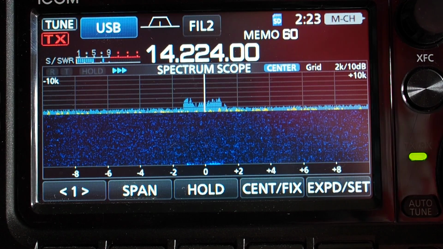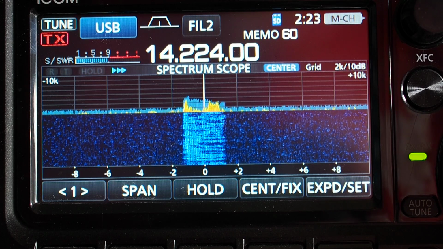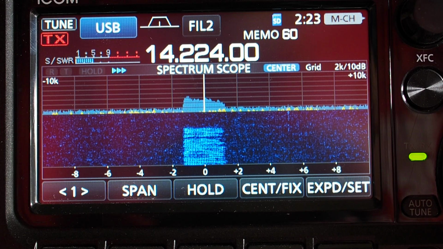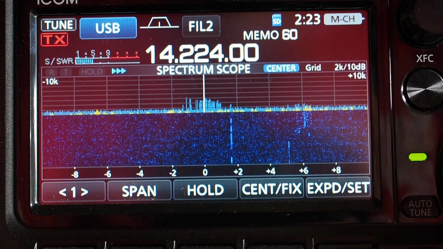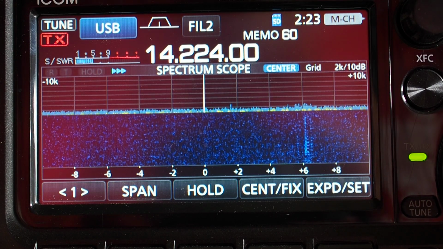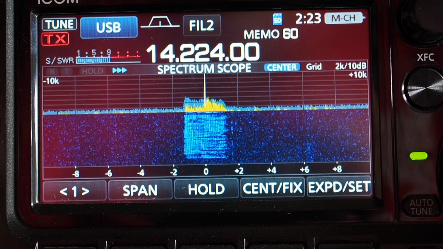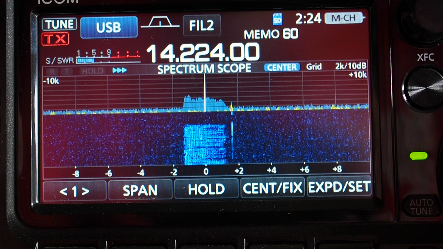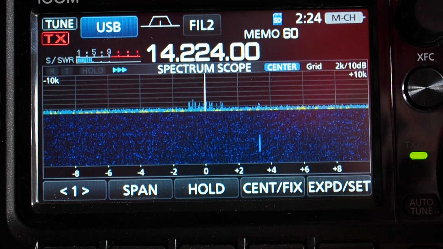Okay, I'm back on 20 meters again, and here's a station calling CQ on upper sideband, and nice narrow transmission there, and I'll wait for him to transmit again, and I'll turn the volume up so you can hear that the audio is perfectly readable and makes complete sense. Oh, there we go. So there's an example of amateur single sideband.